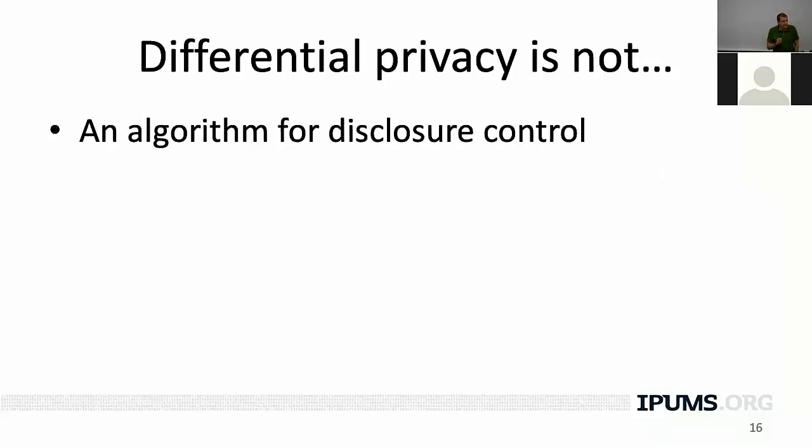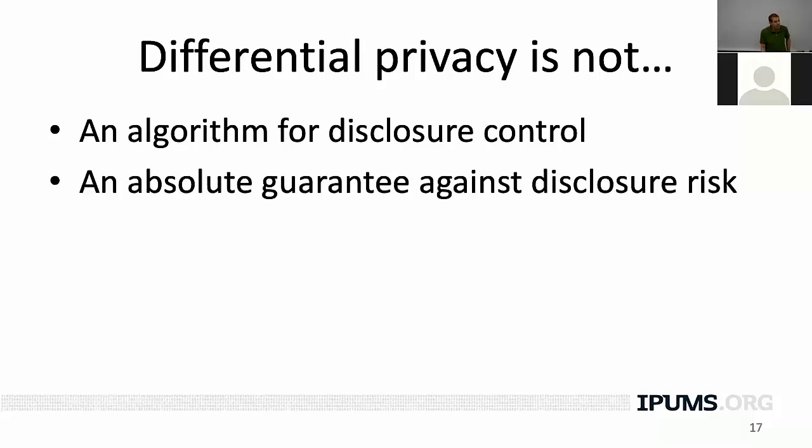Differential privacy is not an algorithm for disclosure control. That's really important. It's a mathematical definition. Lots of algorithms could be implemented that are differentially private, and the Census Bureau, I think, is doing a lot of work trying to figure out what algorithms to use. But it is not monolithic. There's not just one algorithm that implements differential privacy. There's lots of ways to approach the topic.